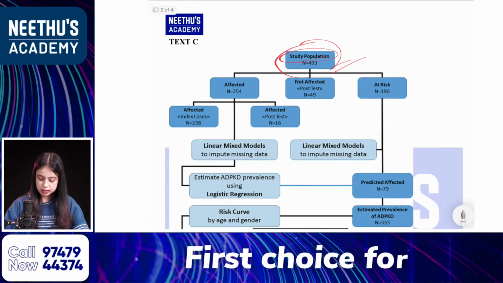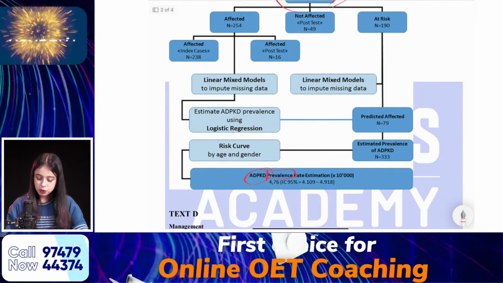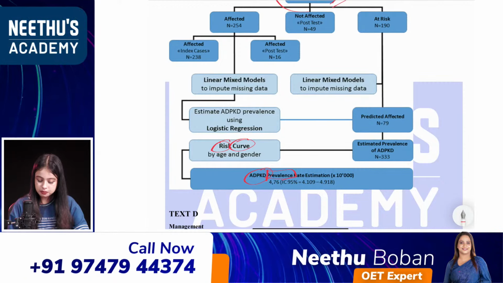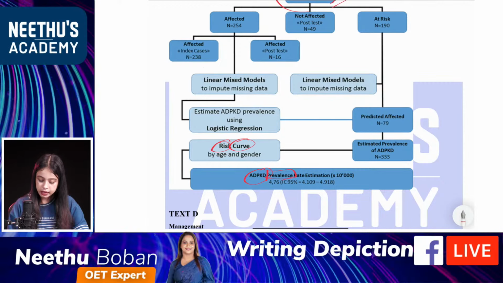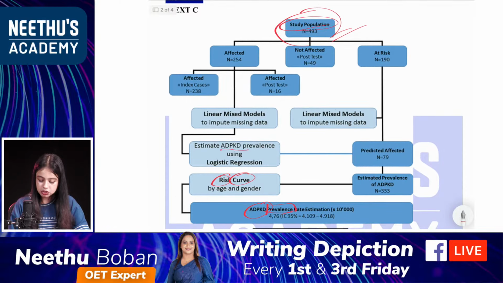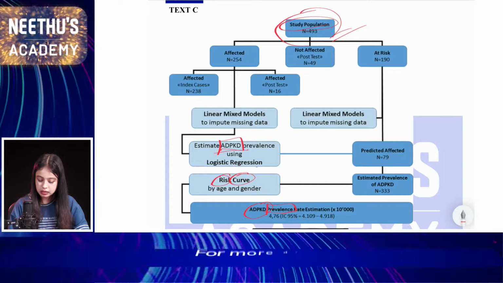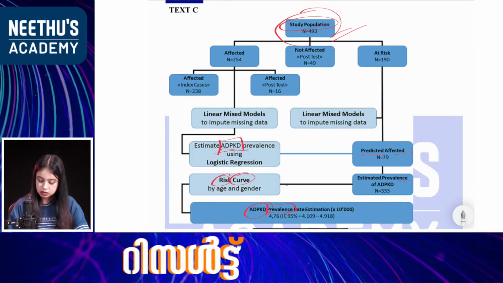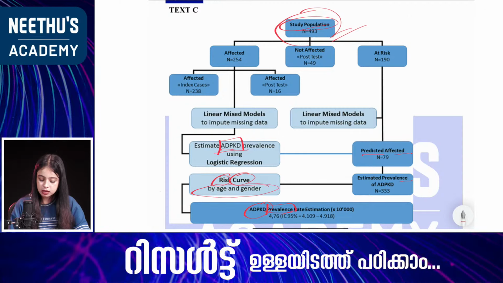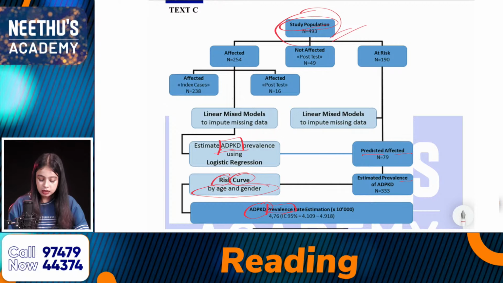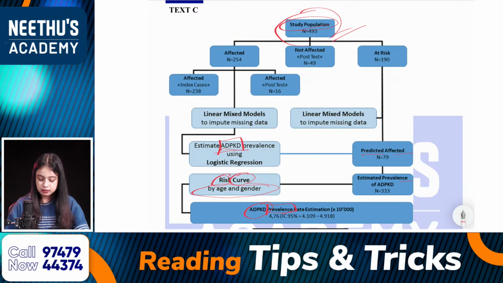So here in text C, what are the keywords? Risk curve is here, and ADPKD is mentioned. Estimation of ADPKD using logistic regression, predicted affected, estimated prevalence by gender and age. Okay, so the answer is yes. Yes, very good, Jissa. The answer is age and gender.